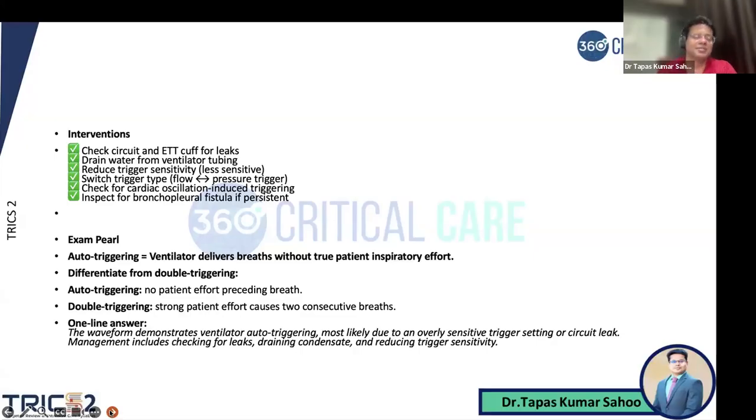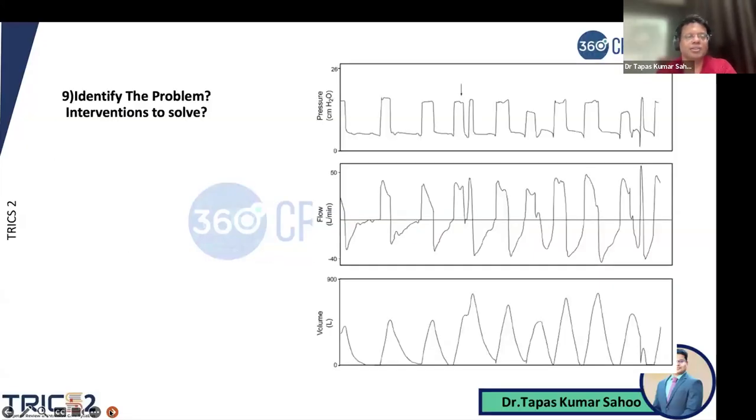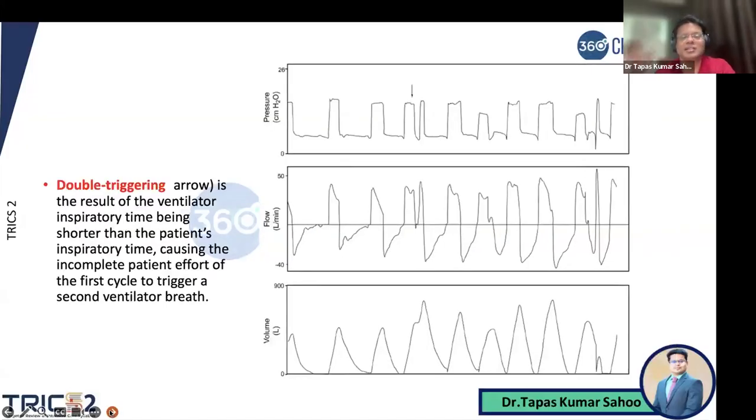the trigger sensitivity. Okay. Now question number 9, identify the problem and the interventions to solve. What is happening? Now I think everybody would answer this correctly. This is double triggering, just what I discussed in the last question. This is the result of the ventilator inspiratory time being shorter than the patient's inspiratory time, causing the incomplete patient effort of a first cycle to trigger a second ventilator breath.